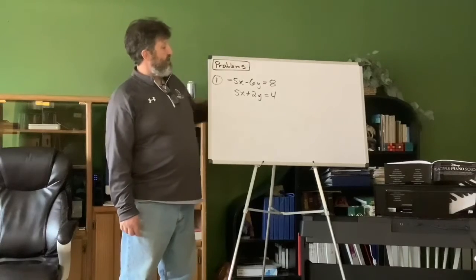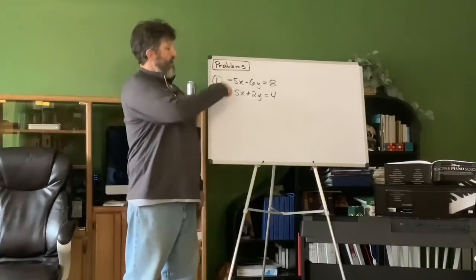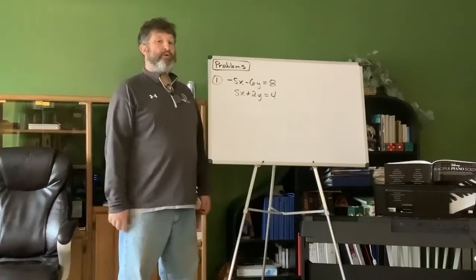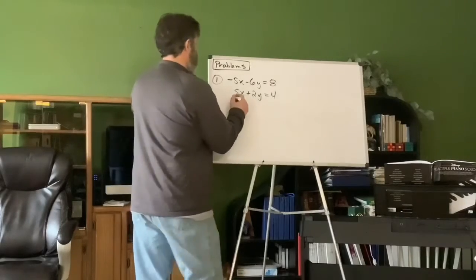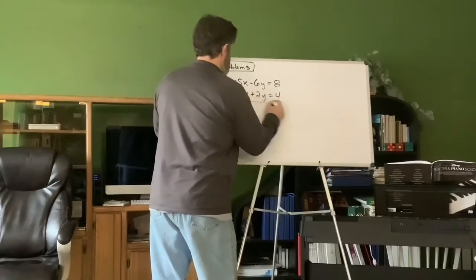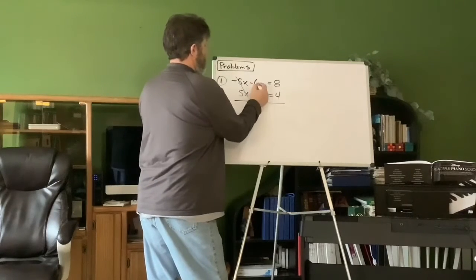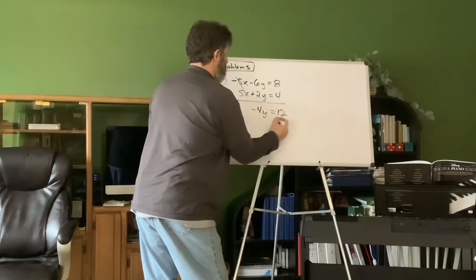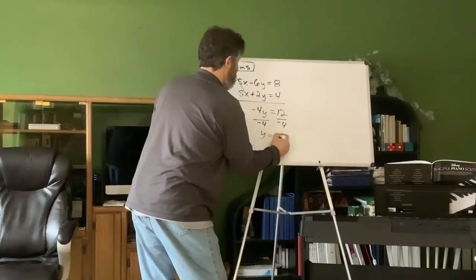-5x minus 6y equals 8. 5x plus 2y equals 4. They have the same coefficient, right, with opposite signs, so this one should be pretty easy. All right, push pause, see if you can do it on your own. All right, if you're doing it on your own, this is how it should look. Right, here we go. -5x, positive 5x, they eliminate. -6y and 2y is a -4y equals 12. Divide both sides by -4. Y equals -3.